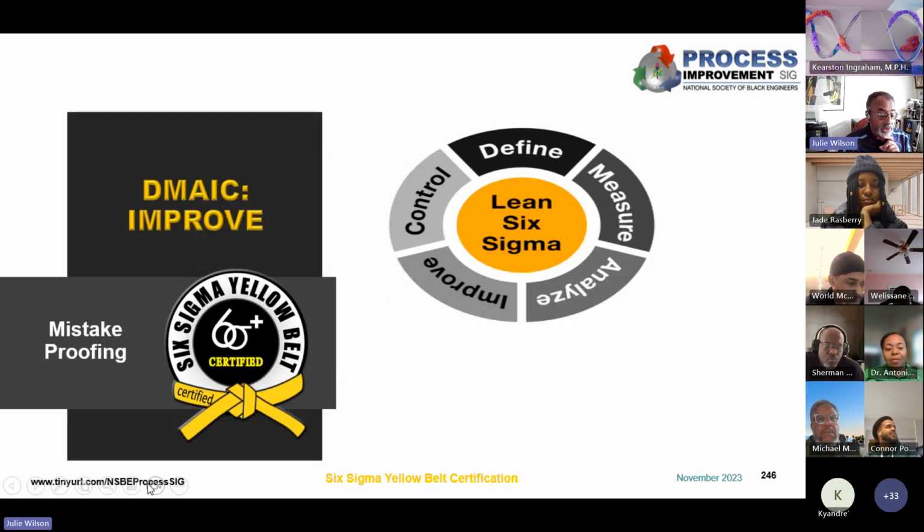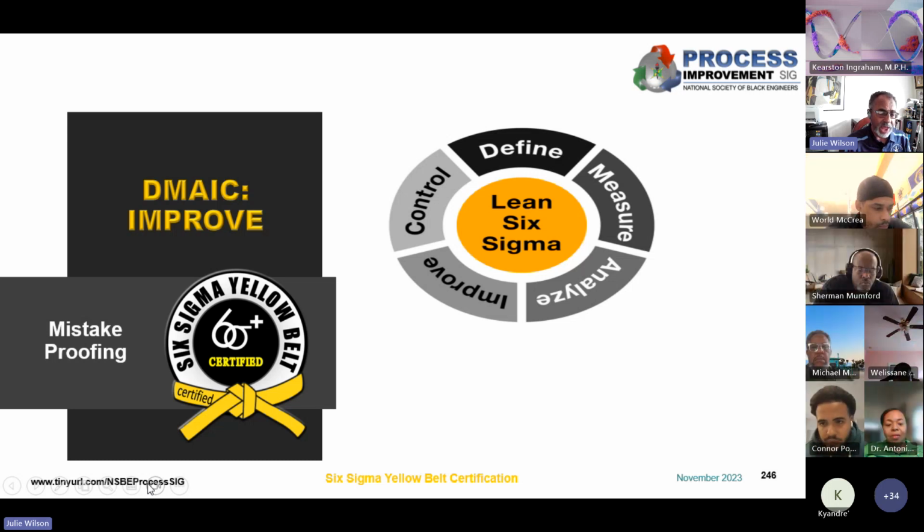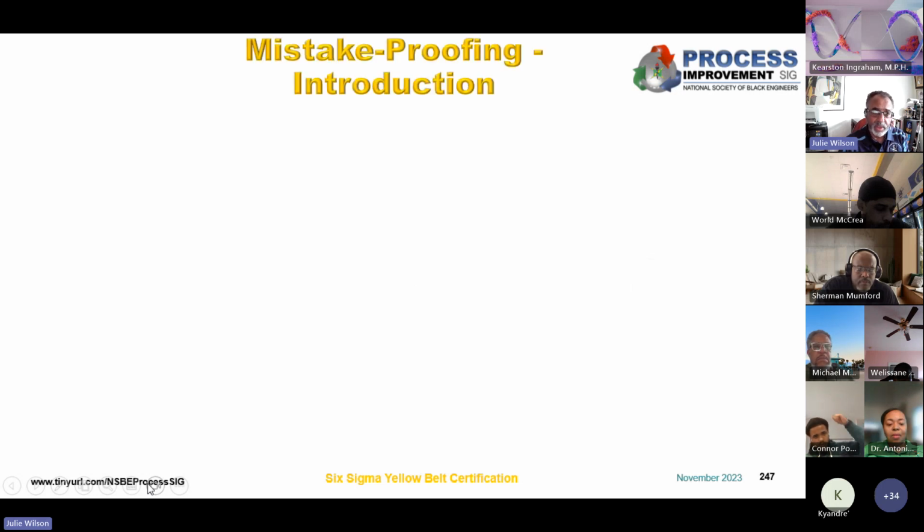I'll quickly run through this topic in the improve phase. Besides using proper experimentation to draw the right conclusion and figure out how to actually adjust your X's to give you better performance, I'll talk about mistake proofing, because this gets us back to the thing we talked about on day one about applying lean techniques to reduce the likelihood that you have errors and things like that.